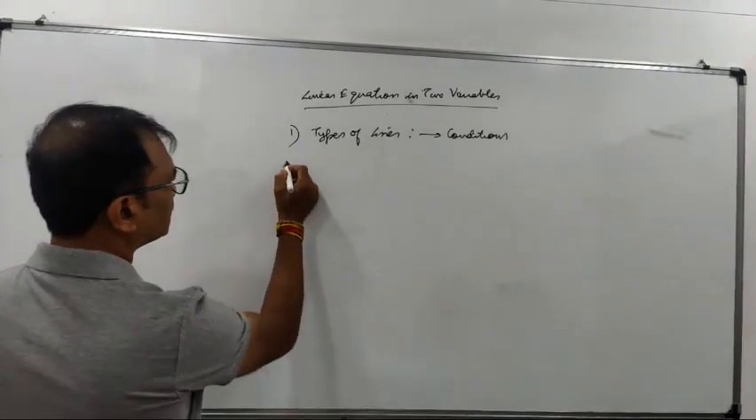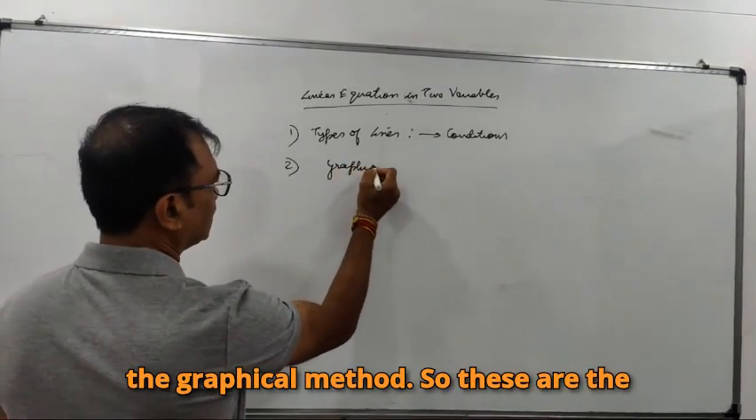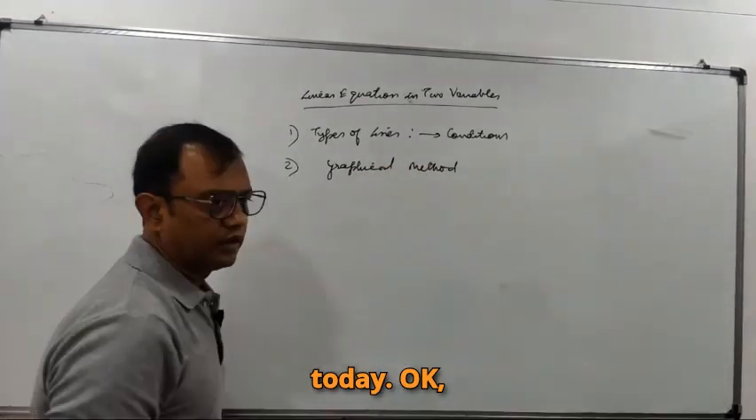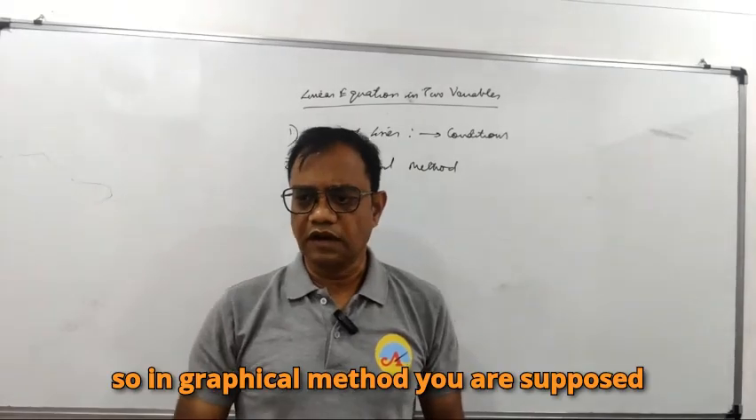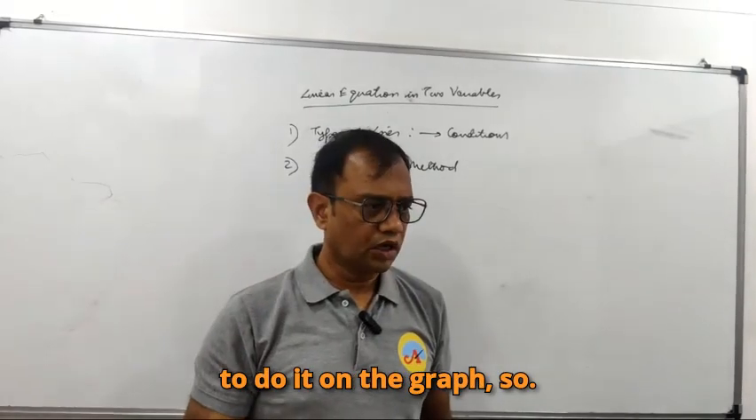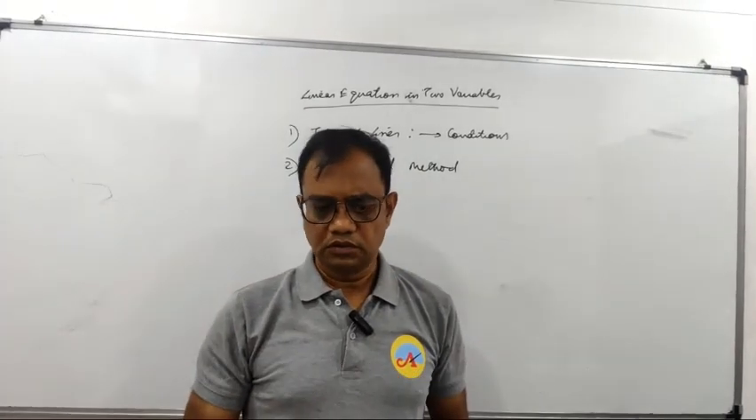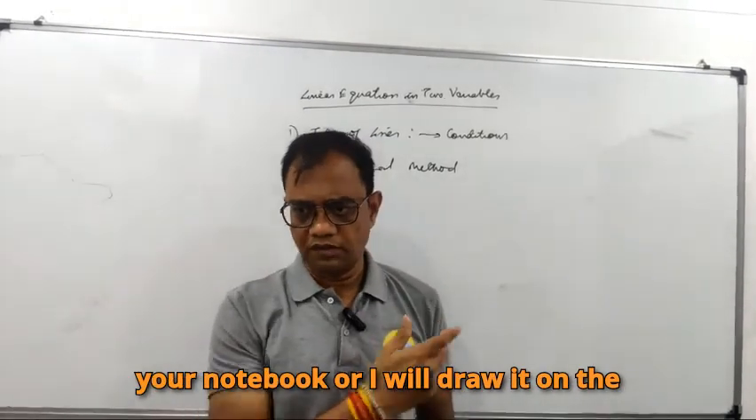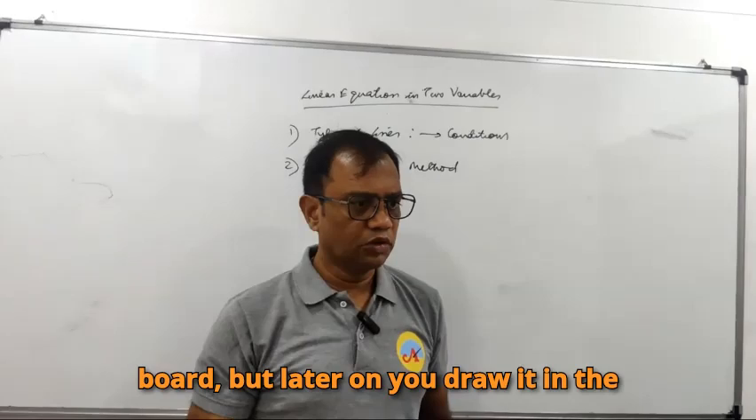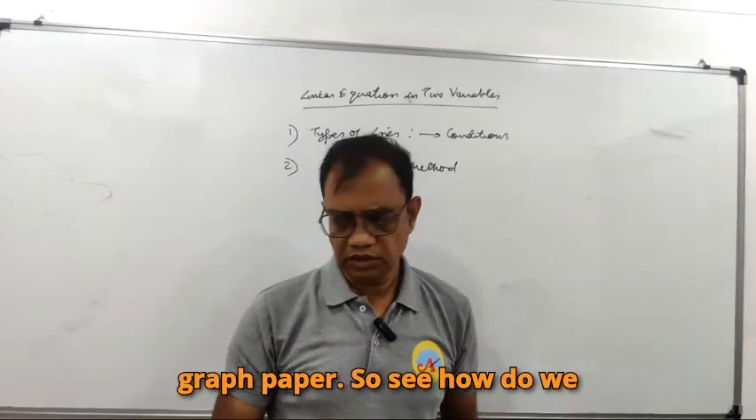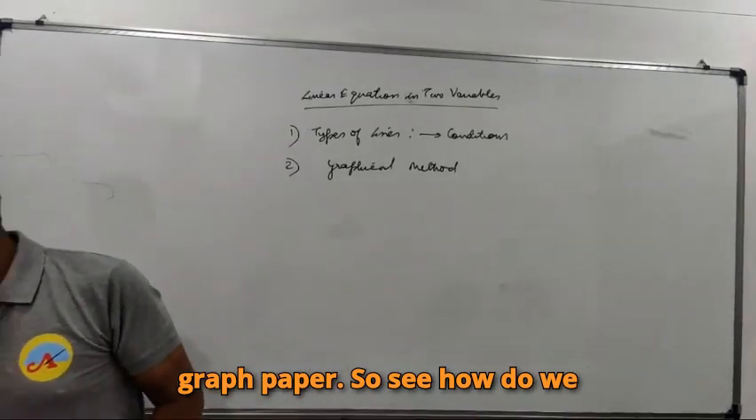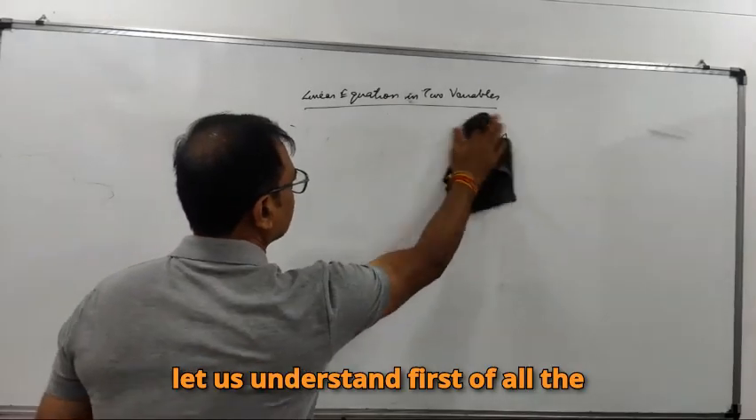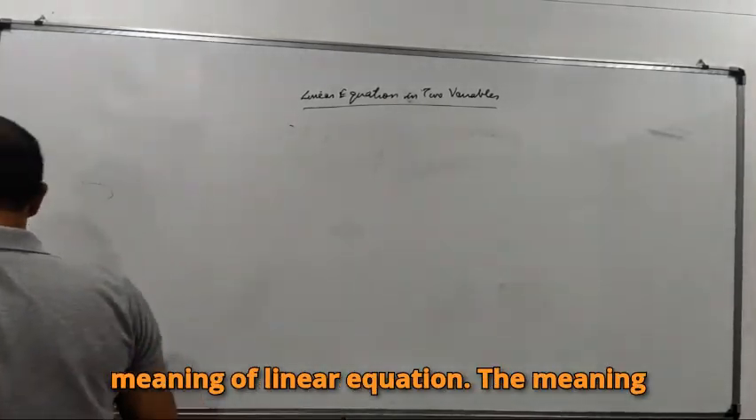Second is the graphical method. So these are the two topics that we are going to consider today. Okay. So in graphical method, you are supposed to draw it on the graph. So today we are going to draw the graph in your notebook, or I will draw it on the board, but later on you draw it in the graph paper. Okay. So see, how do we start? Let us start. So let us understand first of all the meaning of linear equation.